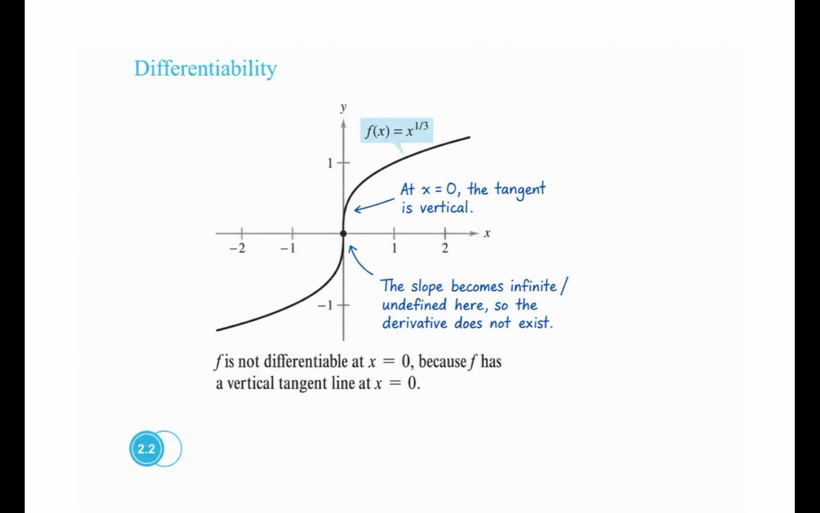The main takeaway is differentiability is stronger than continuity. If a function is differentiable, it must be continuous, but a continuous function may fail to be differentiable because of a corner, cusp, or vertical tangent.